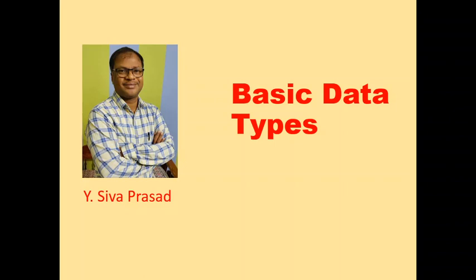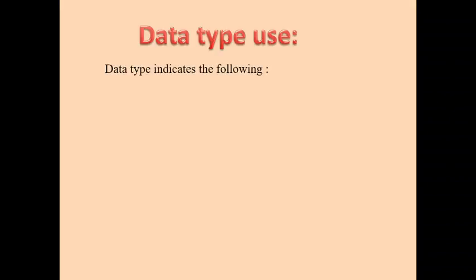Okay, entering into the topic, data types. Every language has its own data types. So what is a data type? Data type indicates the nature of the values to be represented in a variable. That means what type of values we can store in a variable, like integer values, real numbers, or characters, etc.